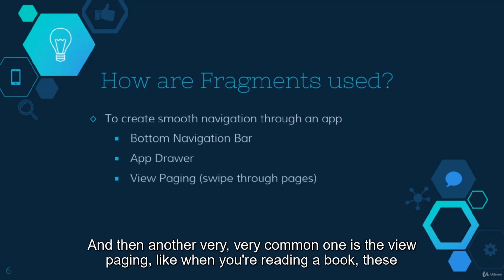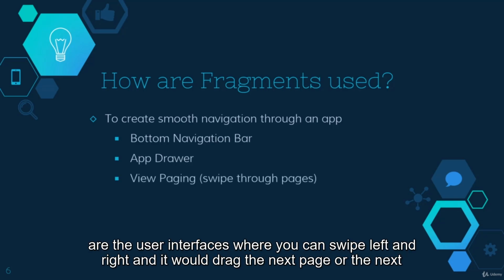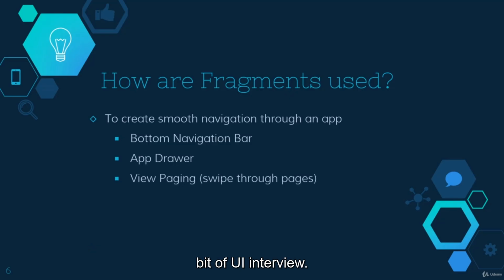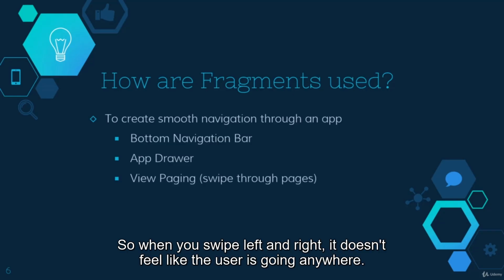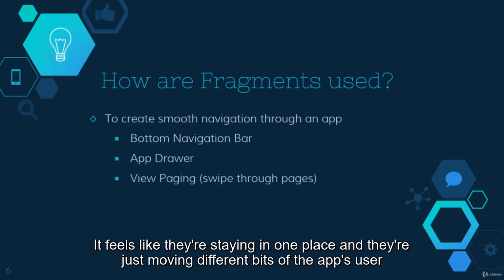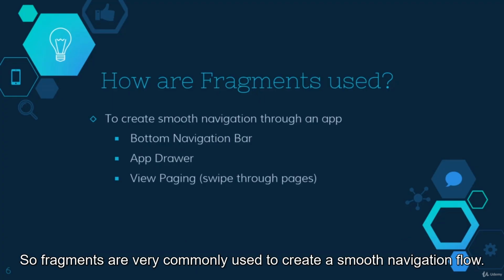Okay? And then another very, very common one is view paging, like when you're reading a book. These are the user interfaces where you can swipe left and right, and it will drag the next page or the next bit of UI into view. That's called view paging, where you swipe through pages. Again, those pages are represented by fragments, so when you swipe left and right, it doesn't feel like the user is going anywhere. It feels like they're staying in one place, and they're just moving different bits of the app's user interface into view.